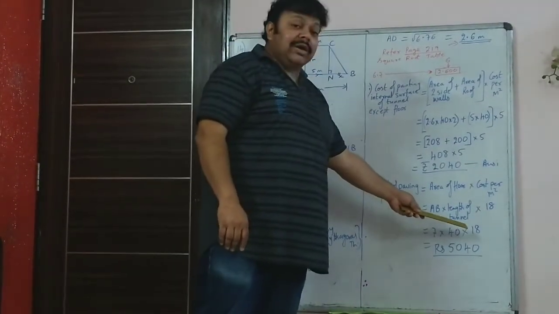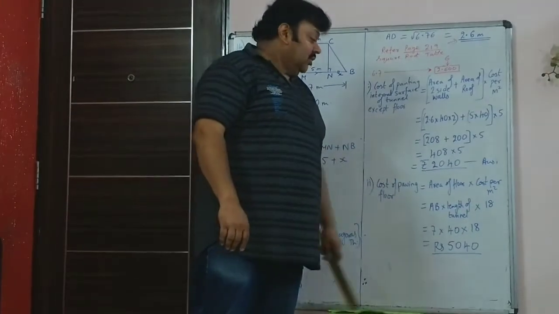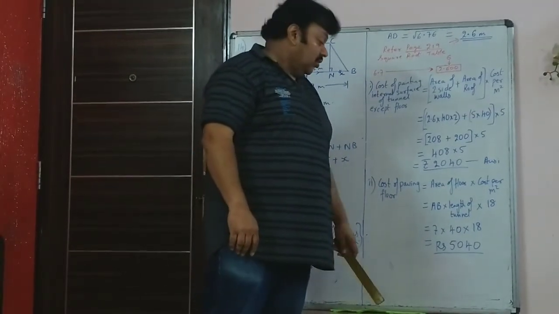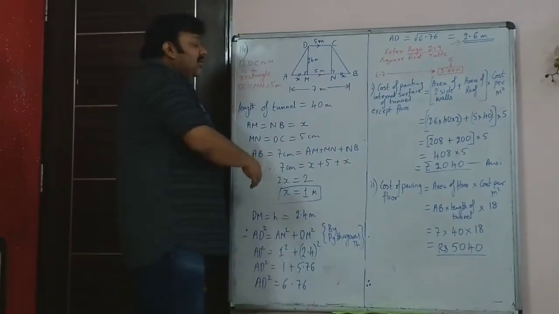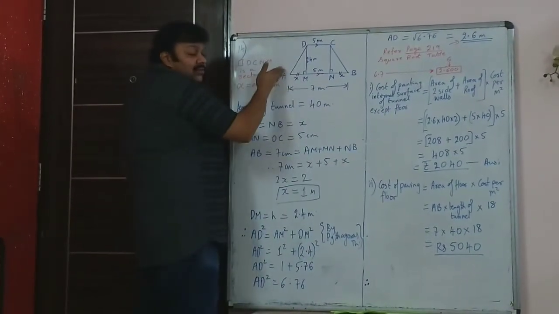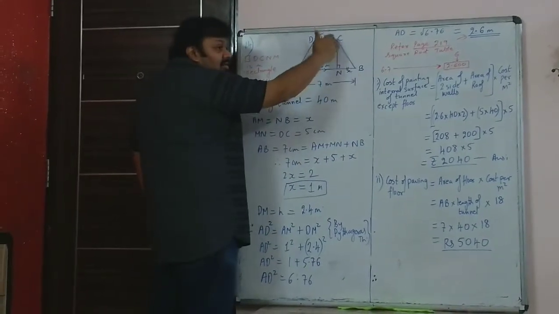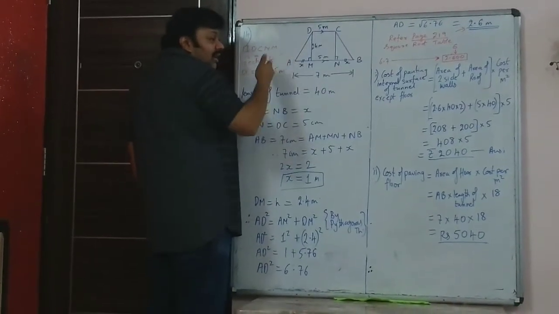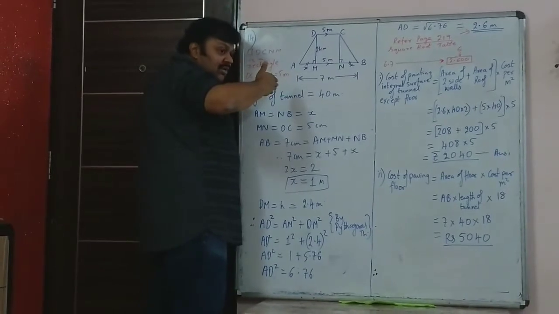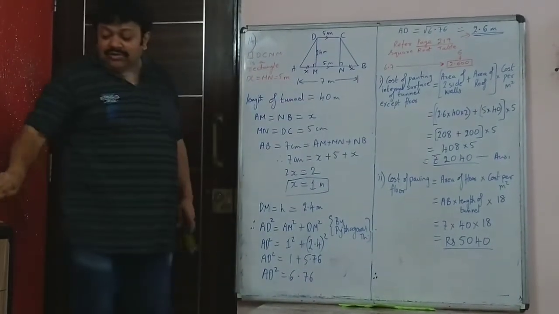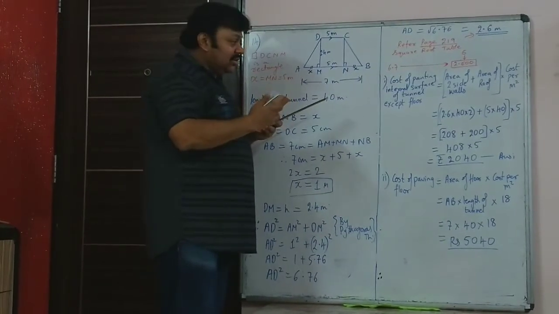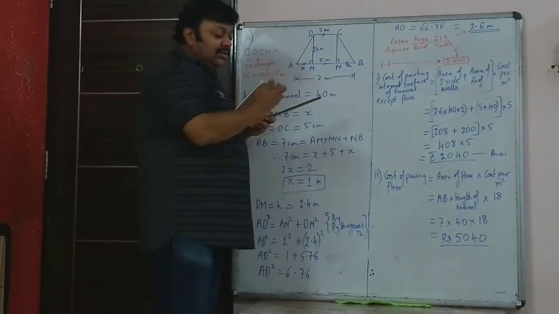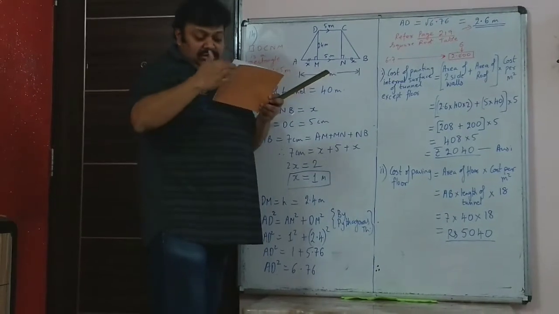So that into 18 rupees is the cost of concreting per meter squared. So that gives you 5040. So once you understand that this is one book which I placed, this is another book which I placed. So AD, when you consider the depth, it is this surface of the book. This surface, so this is 2.6 and this is 2.6 and this is 40.